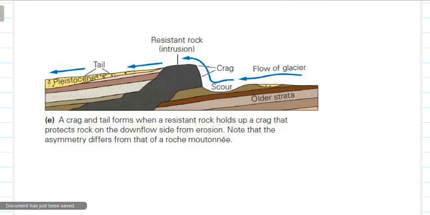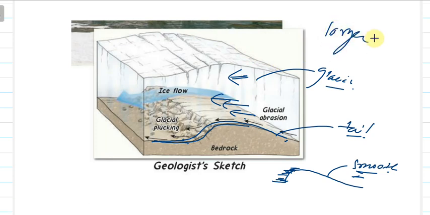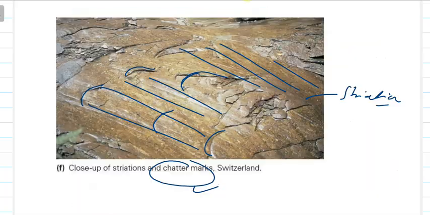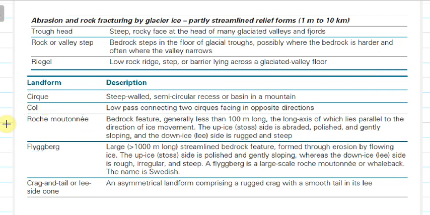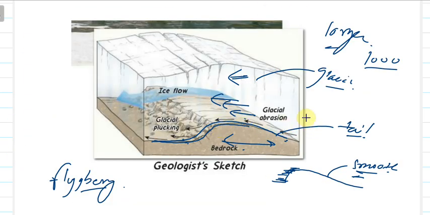ओके, सो लार्ज रॉकी माउंटेन्स विच आर बेसिकली मोर देन 1 किलोमीटर इन साइज, जिनका साइज 1 किलोमीटर से ज्यादा रहता है, उनको हम बोलते हैं फ्लिकबर्ग. ओके, फ्लिकबर्ग. All right, Flickberg, this one. So Rocky Mountain will be mostly 100 meters or 200 meters. Okay, so stoss side is abraded, polished and sloping, जो मैं आपको बता रहा था. Okay, this is stoss and this is lee side.